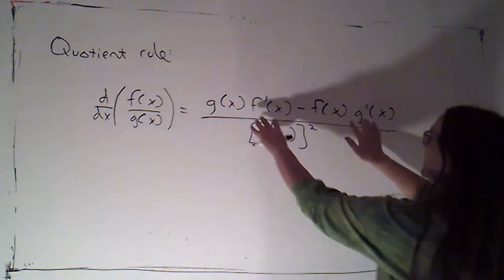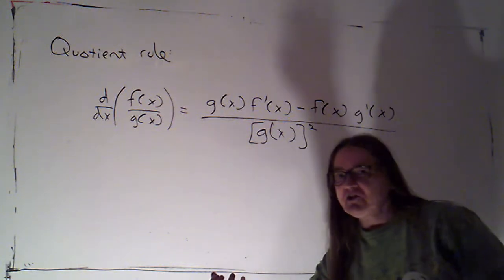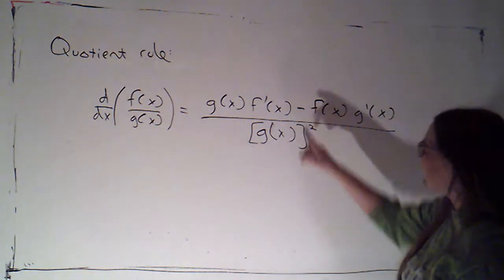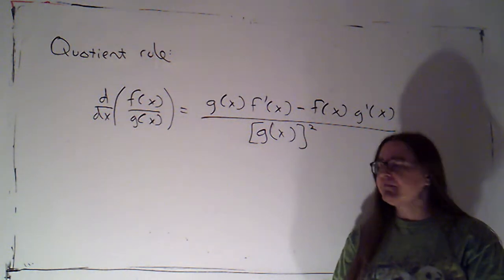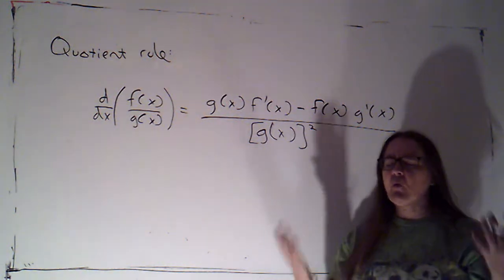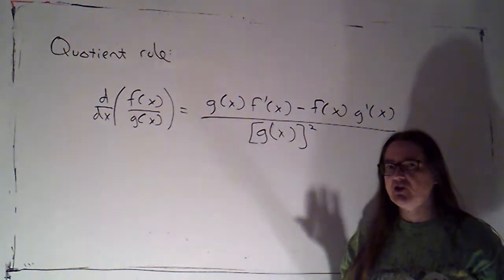Similar to the product rule, on top I've got these pairs where each pair is one original times the other derivative. Of course, we're subtracting here, and I am horrible about memorizing formulas that involve subtraction problems, because I can usually remember what the pieces are. I can never remember which one I'm subtracting from which.